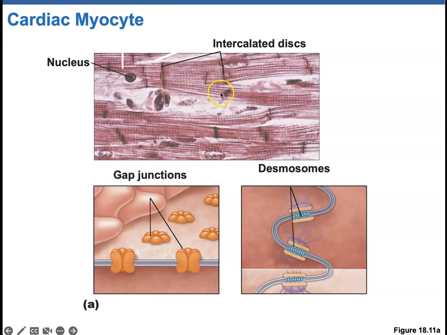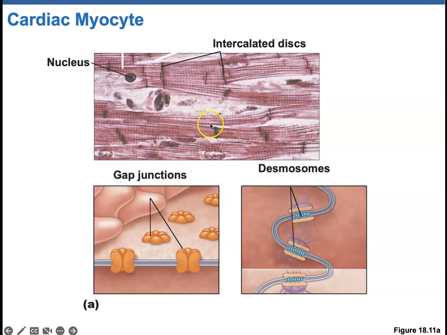So the intercalated discs, what they do is they actually tell you the length of one cardiac cell. So from here to here is one cell, from here to here is another cell, from here to here, and it's just how the slice got done when they were looking at the tissue. But these are your cardiac cells themselves. And remember that the unique thing about cardiac muscle is that they have these intercalated discs.